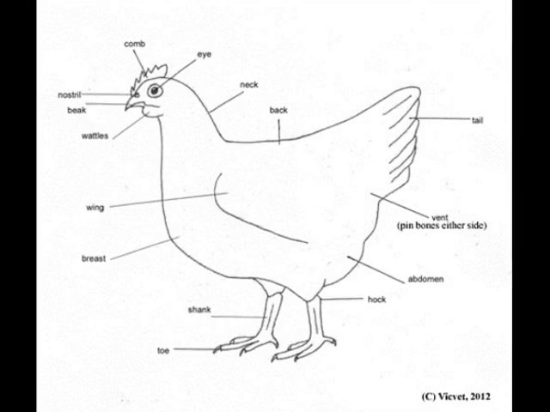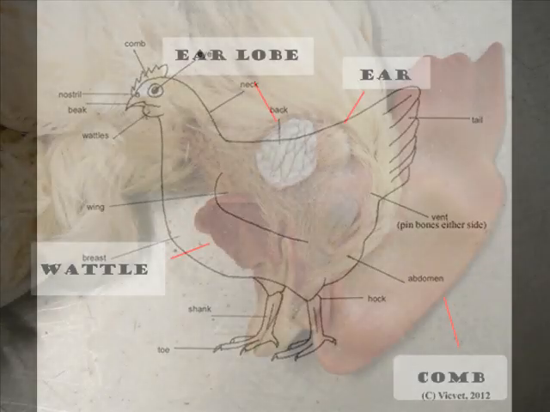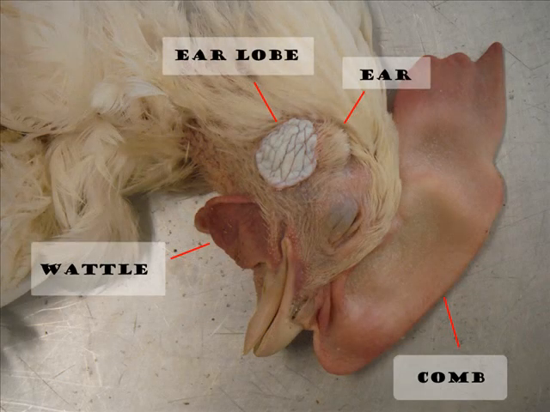External anatomy of the chicken. Looking at the head of the chicken, we can see that there is a structure on top of the head called a comb and a structure below the head called a wattle. These are both ornamental structures whose size and color are determined in part by sexual hormones.